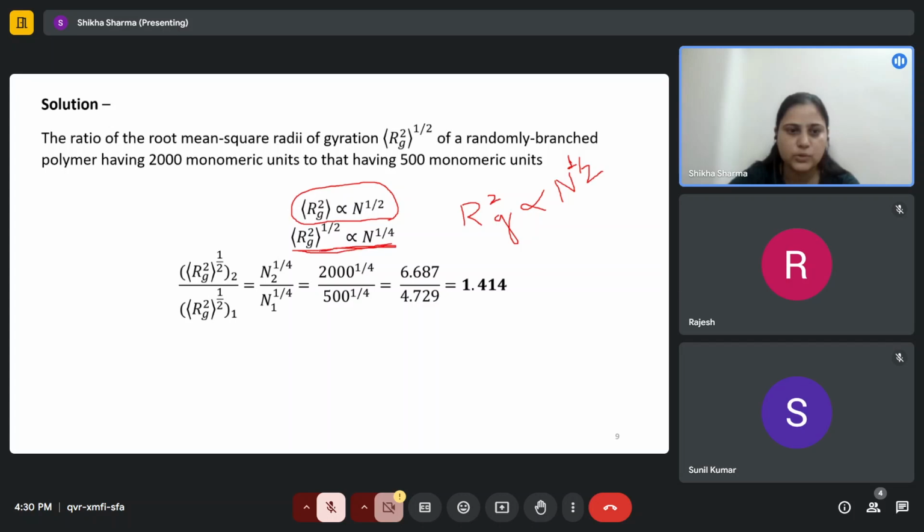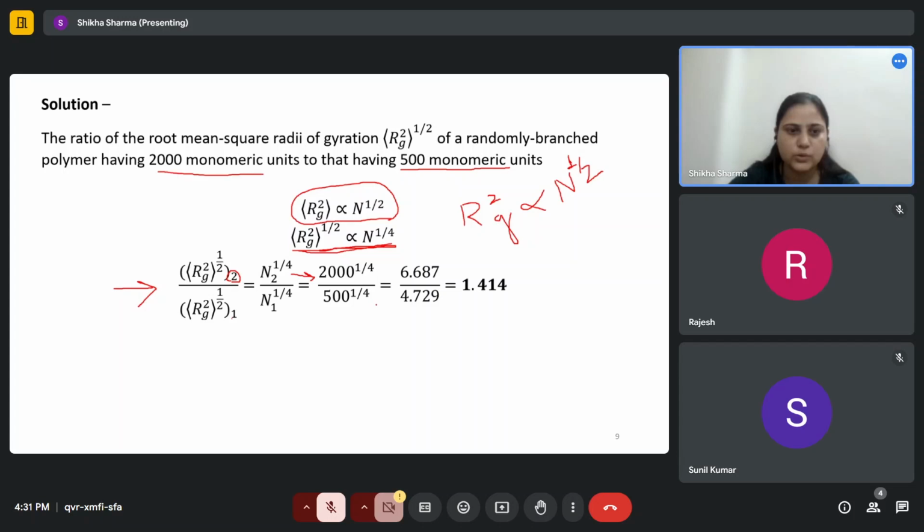The root mean square radius of gyration is directly proportional to N to the power 1 upon 4. As it is directly proportional, we can put the formula as the root mean square radius of gyration in the second case divided by that in the first case equals the number of monomers in the second case to the power 1 upon 4 divided by the number of monomers in the first case to the power 1 upon 4. In the second case we are taking 2000, because our monomeric units were initially 500 and then 2000. So 2000 to the power 1 upon 4 divided by 500 to the power 1 upon 4.